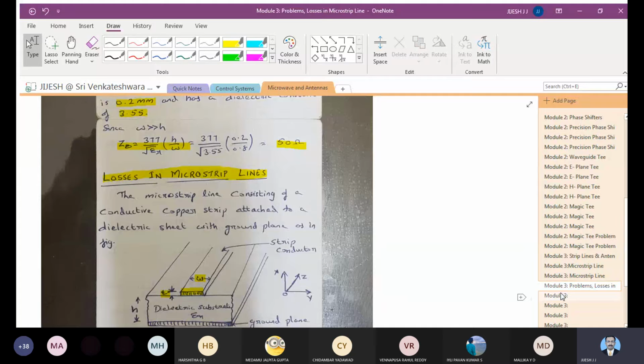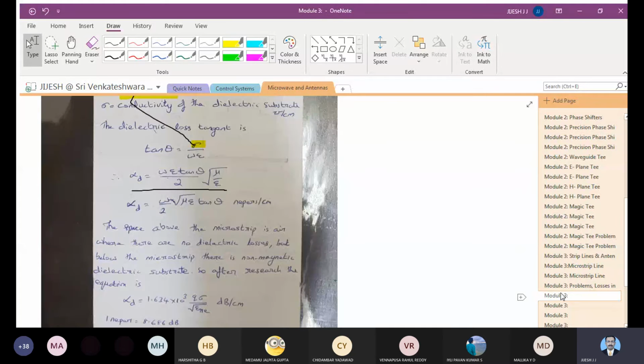You have seen that the fields will extend both in the dielectric space as well as the non-dielectric space. So the space above the microstrip is air, where there is no dielectric loss, but below the microstrip there is a non-magnetic dielectric substrate, and you know that it is in quasi-TEM mode of operation. We have discussed that in the beginning. So when you use these things, you can remodify the equation and write alpha D is equal to 1.634.